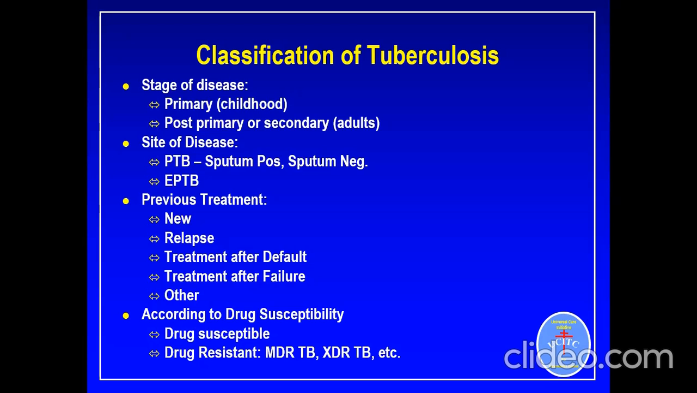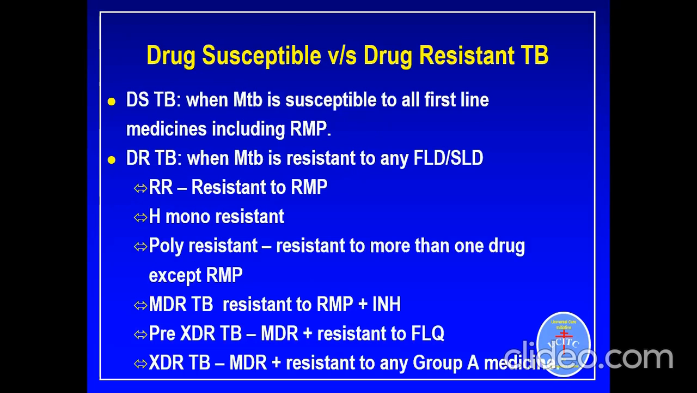Right? And then the recent classification which we now follow is according to drug susceptibility. So either it is drug susceptible or drug resistant. It can be either MDR, XDR TB, etc. And on request of Kalpana, I have just briefly mentioned the newer definitions. So DSTB is when MTB is susceptible to all first-line medicines, including rifampicin. DRTB is drug-resistant tuberculosis when MTB is resistant to any first-line or second-line drugs.